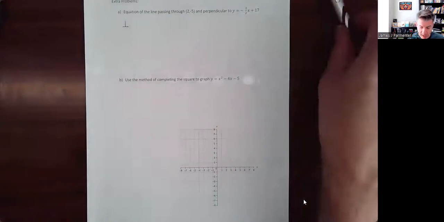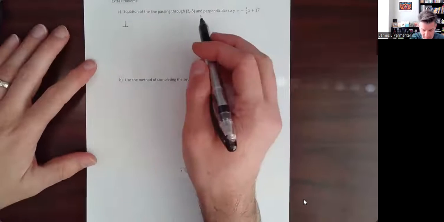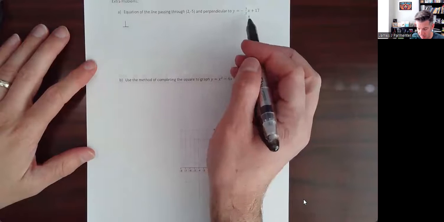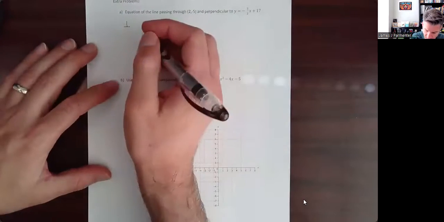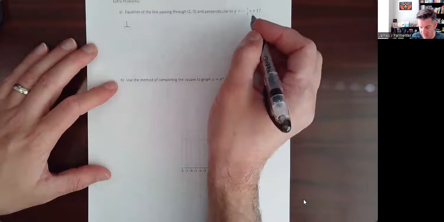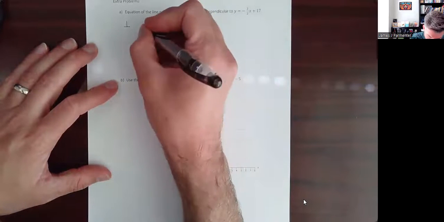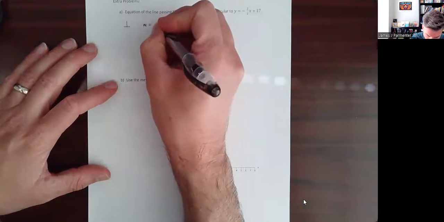The question is to find the equation of the line passing through the point (2, -5) and perpendicular to the line y equals -3/2 x plus 17. I'm also going to do parallel just to be complete. So let's do the perpendicular one first. If this line has a slope of -3/2, our line has a slope of positive 2/3.